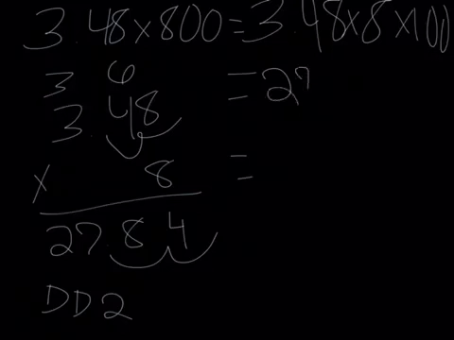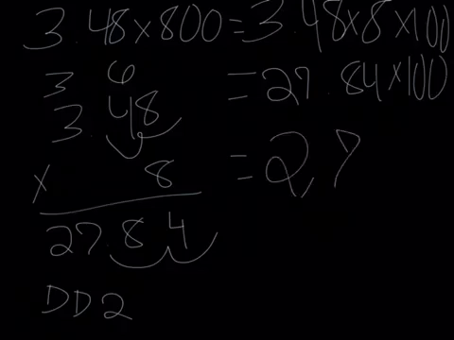And then you would do 27.84 times 100, which would be 2784. The reason for this is because you move the decimal 2 places over to the right, because there are 2 zeros in 100. And you would do the same thing for 1,000, but you would move the decimal 3 places over to the right.